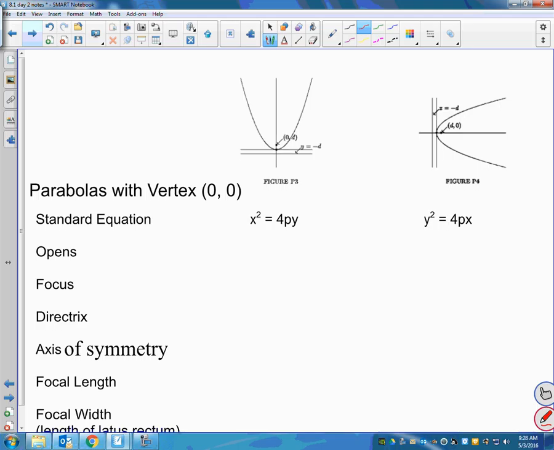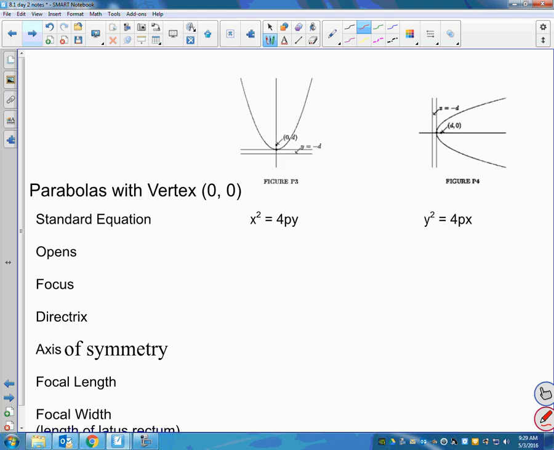So we're going to write out a bunch of stuff for a vertex at 0, 0, and then we're going to expand that for if the vertex is not at 0, 0. It looks a little scarier when it's not at 0, 0, but if you understand this, then you can just say, oh, I started at my vertex, and then I moved the units. Again, I put some pictures here for you because the formulas are different depending on which way it opens. If it opens up or down, then your x is going to be squared, just like we've always dealt with quadratics. But if your equation has a y squared in it and x isn't, then your parabola is going to open side to side.